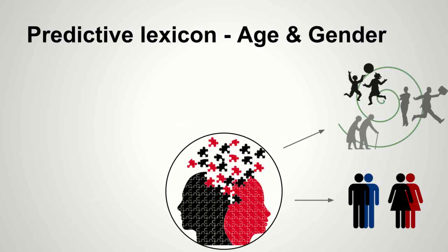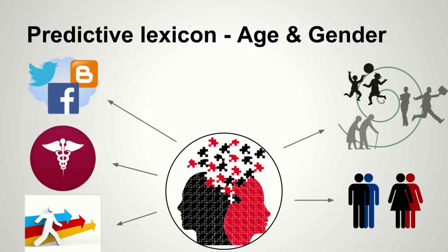The objective of these lexica is to determine an author's age and gender given only a sample of their written work, social media or otherwise. This is why our lexica are predictive. By counting up words and weights, we can predict the author's age and gender. You might be wondering why this matters.